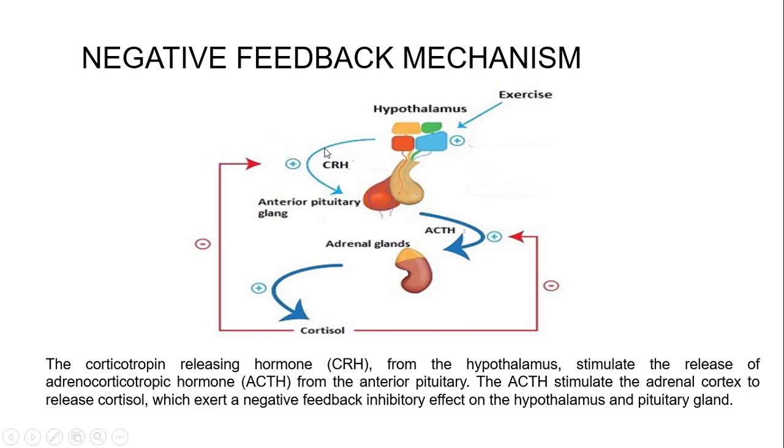This will stimulate the anterior pituitary gland to release ACTH or adrenocorticotropic hormone, which will enhance the adrenal cortex to release cortisol. Cortisol, on the other hand, will inhibit the secretion of ACTH from the anterior pituitary gland and the secretion of CRH from the hypothalamus, and therefore maintain the levels of hormone within the set point, that is homeostasis.